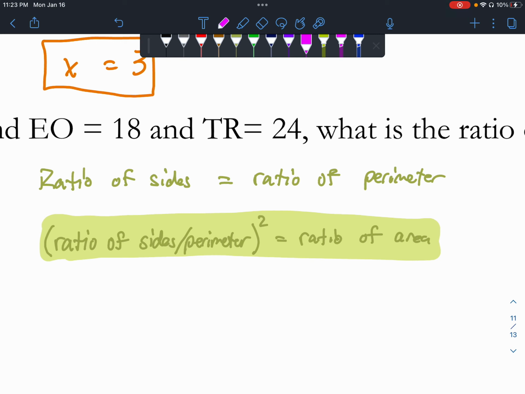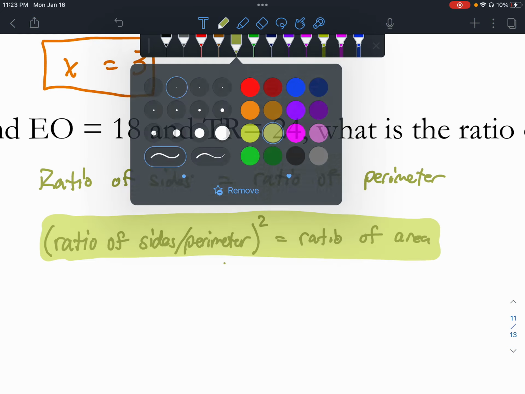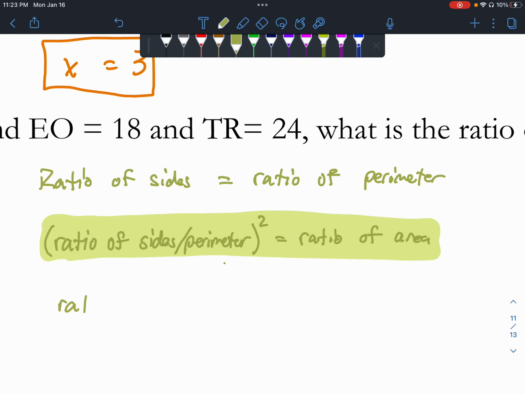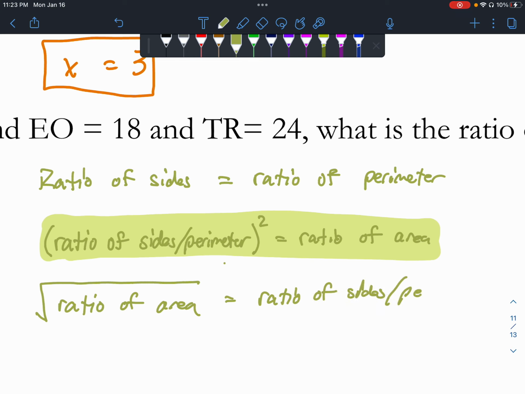Vice versa, if you wanted to do the other way as well, you would have to take the square root of this. And I guess I can write this down for you real fast. So if you were given, for instance, the ratio of the area, you would need to take the square root of that to find the ratio of the sides or perimeter. And that's just your normal math.